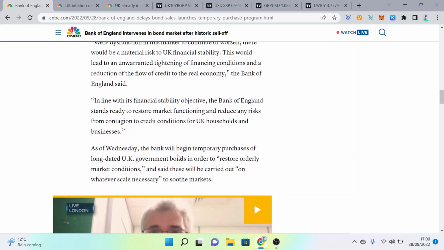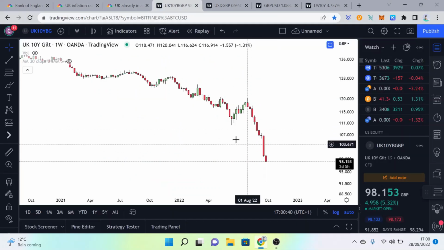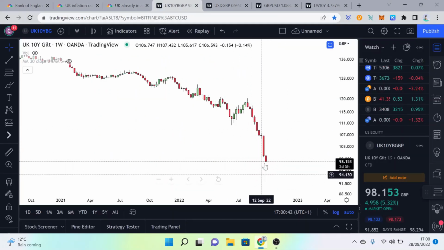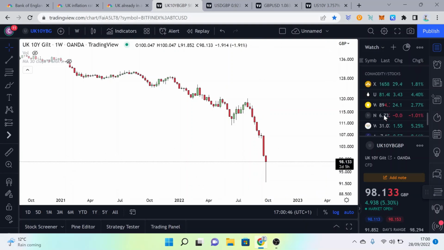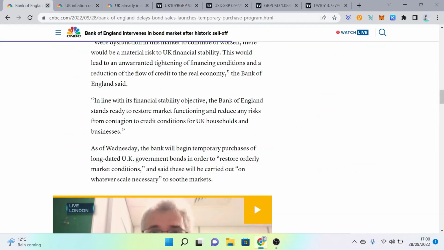As of Wednesday, the bank will begin temporarily, so today, purchasing long-dated 10-year gilts, so 10-year UK bonds. You can see we've had this huge wick here. We've also seen the dollar get a bit of a slam down as a result of this. This has artificially pumped the cryptocurrency market. You guys know that we expect crypto to come lower. We've been out since 44k, but there is the potential that we do see those lower prices.